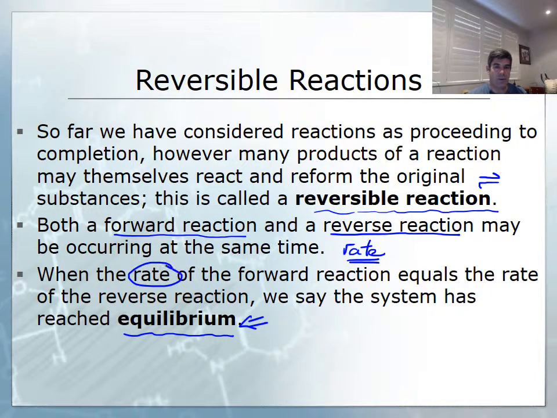So the important thing about reversible reactions is A, they occur, some reactions don't go to completion, and B, when the rate of the forward reaction is the same as the rate of the reverse reaction, then we talk about an equilibrium. And as I said, this is not about equal concentrations.